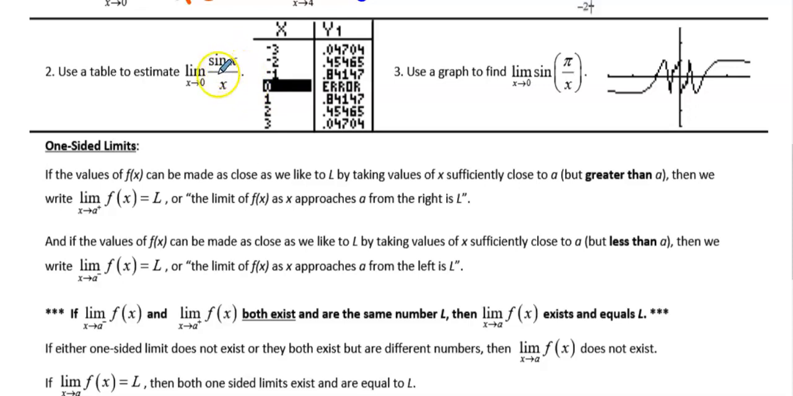You can use your calculator to graph it. In number 3, you can use your table as we did in number 2 to see what we're doing with this problem. So use the table to estimate the limit as x approaches 0 of sine of x over x.